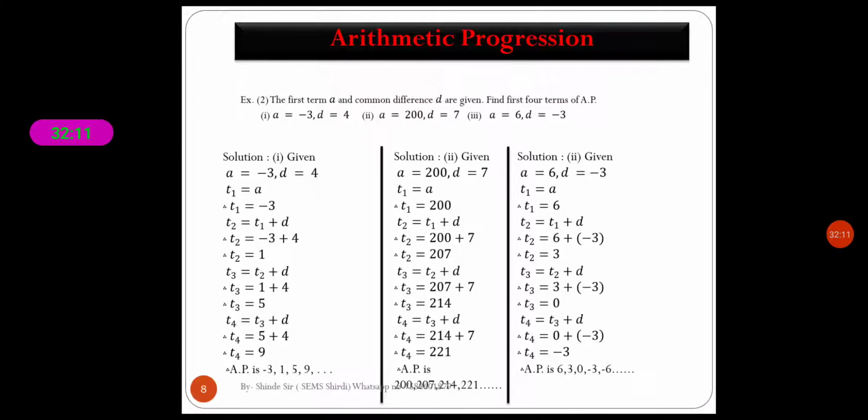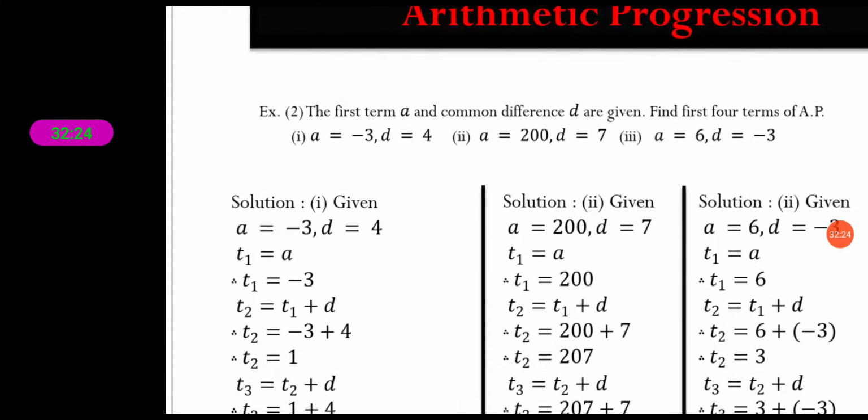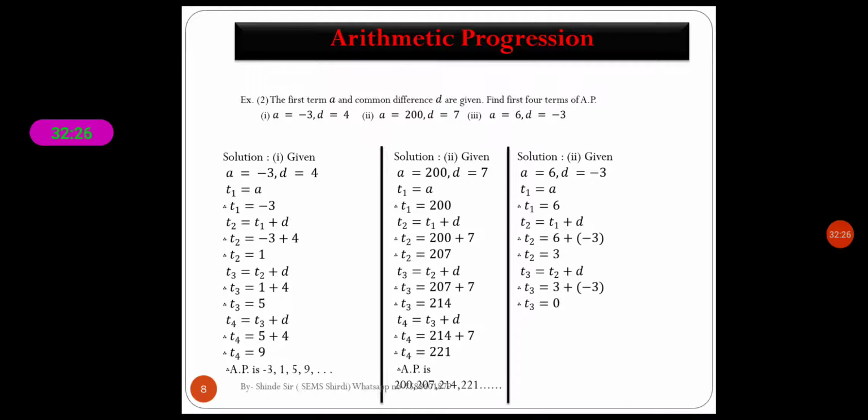In this way we handle the examples on AP. We check whether the given sequence is an AP, and we find the next terms of an AP if we are given the first term and the common difference.